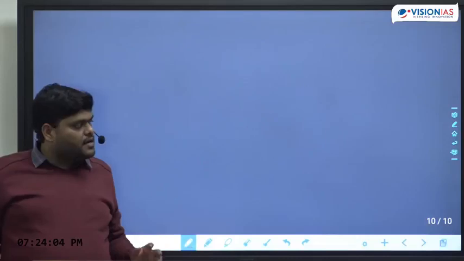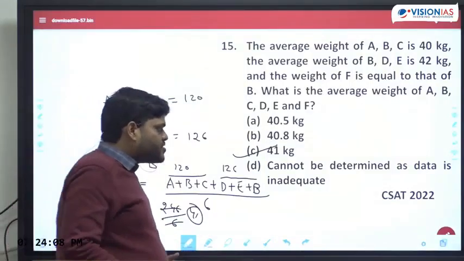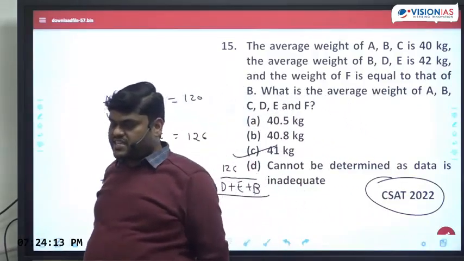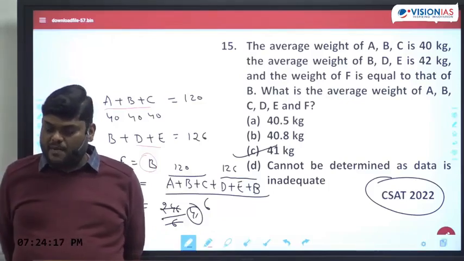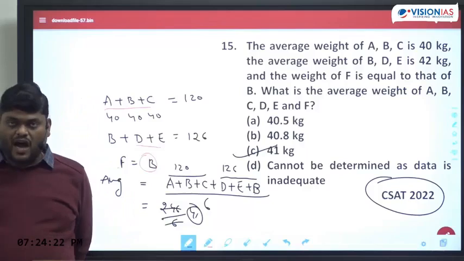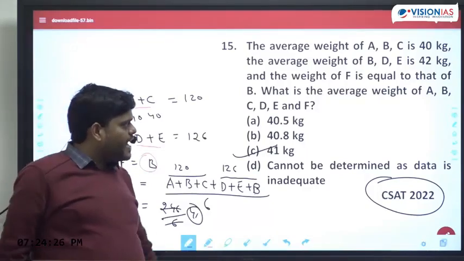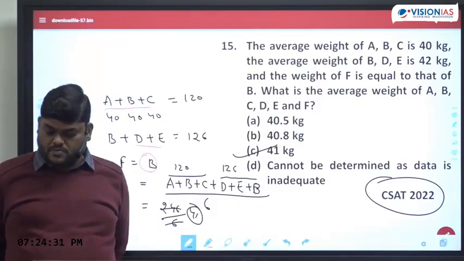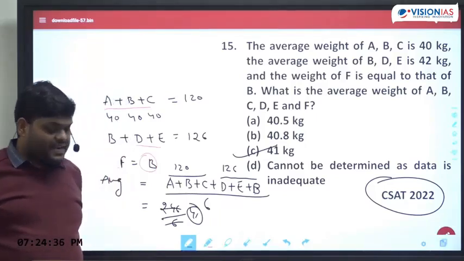Now tell me, are you getting confidence or not, sir? Whether you are feeling that confidence or not, you are able to solve a CSAT 2022 question, not even last year, this year. You are able to solve this year's paper question. Okay? I hope you are getting the confidence. You are feeling the confidence: I am able to solve the problems of the CSAT paper also. Any doubt?